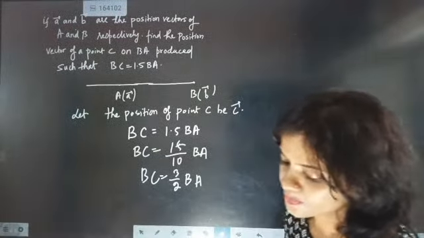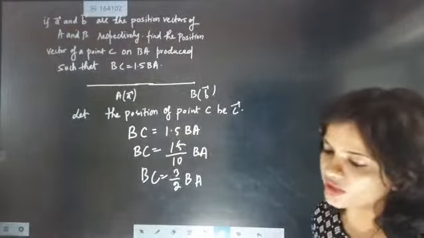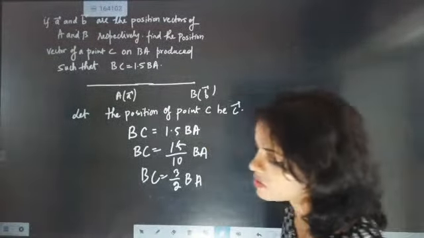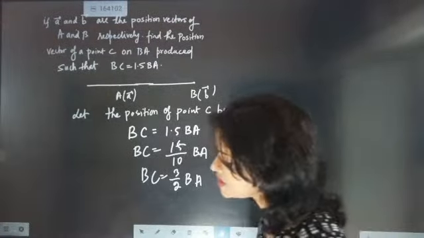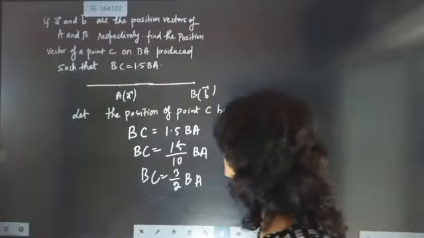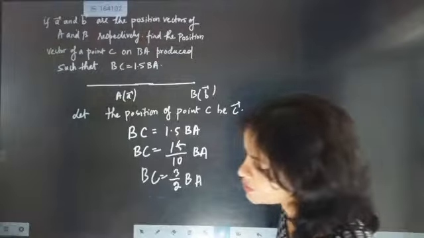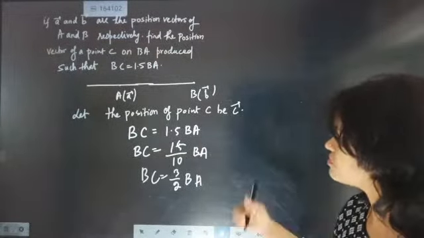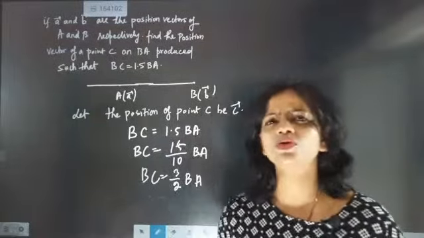3 by 2 BA. Once I take it as 3 by 2 BA, now we have to exactly fix the location. BC is given as 1.5 BA, that means I converted BC as 3 by 2 BA. Now we are going to mark C. So where is C? We don't know where C is.